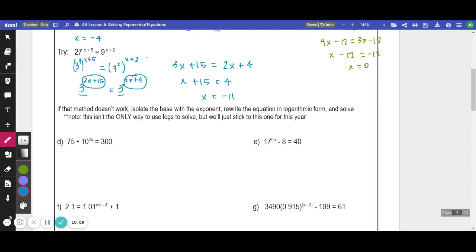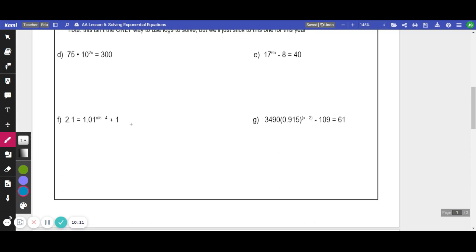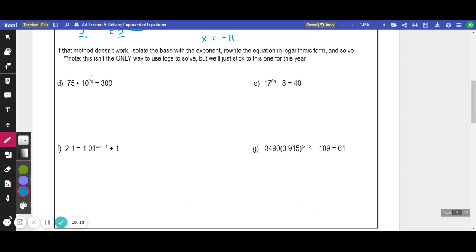So if you look down at these equations down here, there are not two different sides that both have exponents with variables. If that is the case, then you can't do what we did up above. So we need another way to solve those. And this is where all of that logarithm work that you've been working so hard on for the last few weeks comes in. So if you can't use the method above, we're going to have to use logarithms to solve.